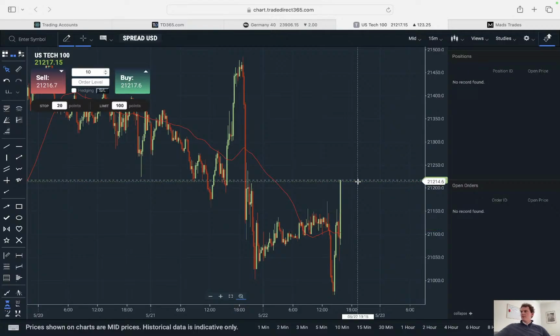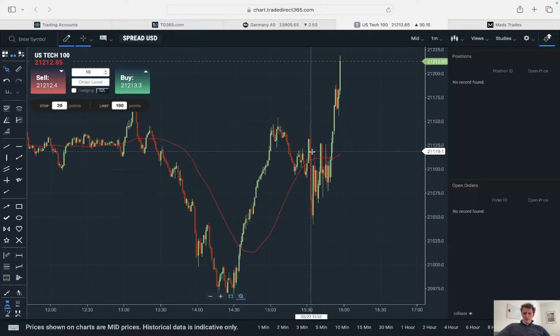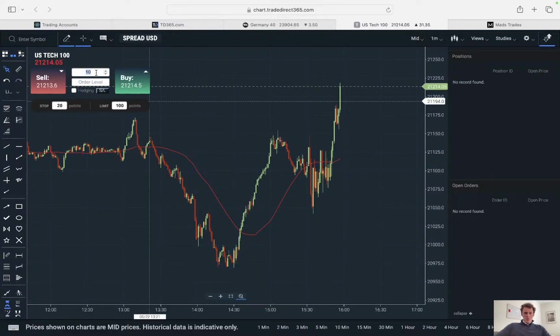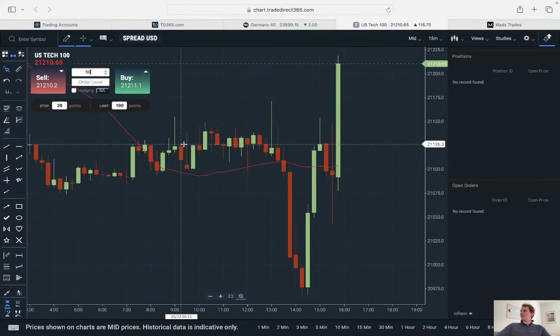Could stop out here for 1,500. Let's see if this is going to continue. Looks like it's going to push. I'm going to go for a long instead. It breaks above here. Let's see. Going for a long position here.